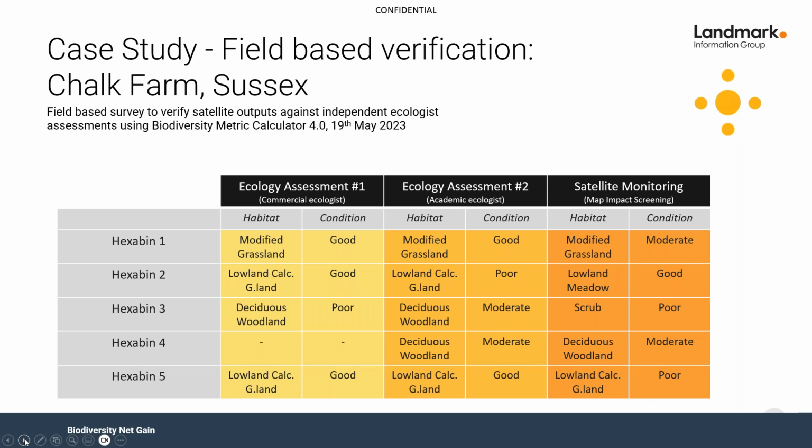But our findings here were really interesting in that there was some closeness between the satellite monitoring and the ecologist, but even the ecologist didn't actually agree on everything. So that's a key point there.